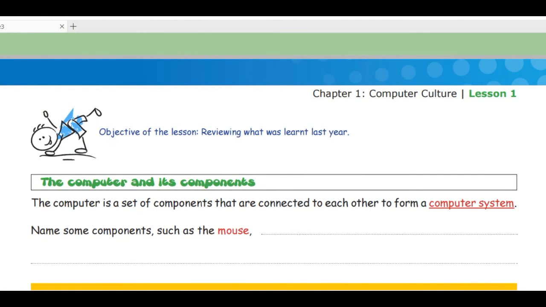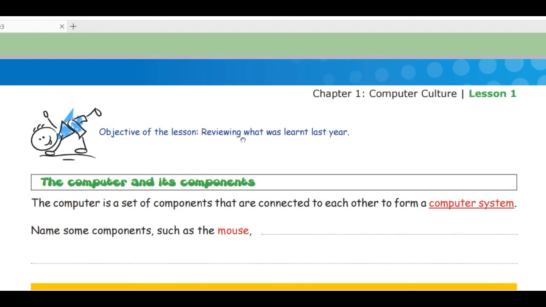Lesson 1 for Chapter 1, Grade 3, Computer Culture. It is your first lesson for the year, and normally it's going to be a review. So the objective of the lesson is reviewing what was learned last year in Grade 2.